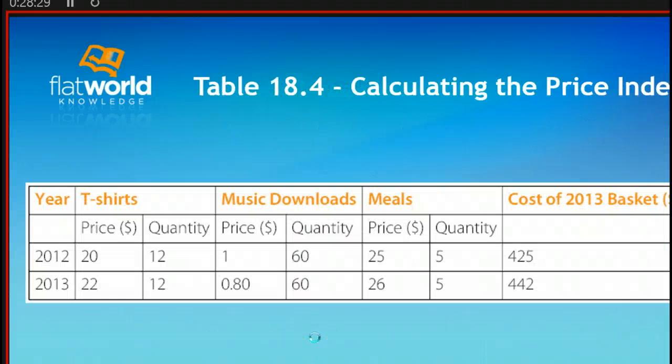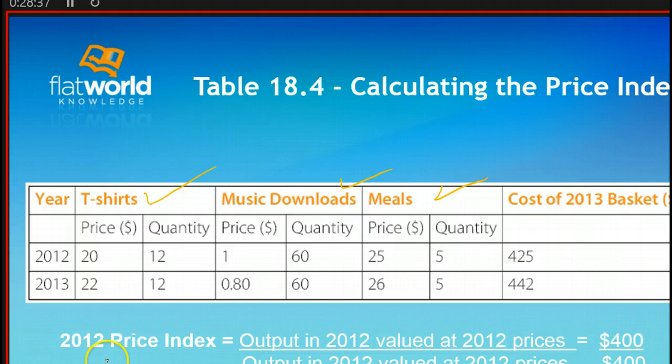So how do we calculate the price index with some real numbers? Well, let's go back to this three-good economy we have. And let's say the 2012 price index, the way we calculate it is I take the output in 2012 valued at 2012 prices, which would have been $400, divided by the output in 2012 valued at the base year prices, and since the base year is 2012, then it's also going to be $400. In the base year, since the base year is 2012, the price index should be precisely 1.